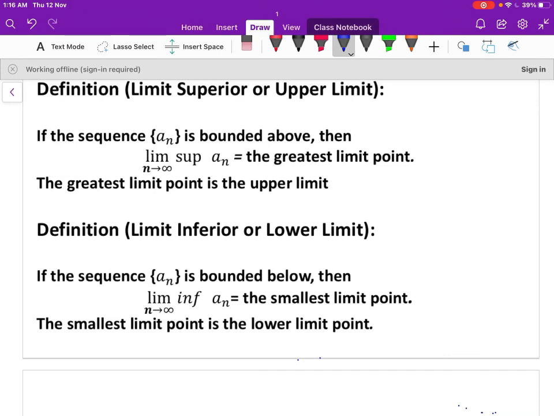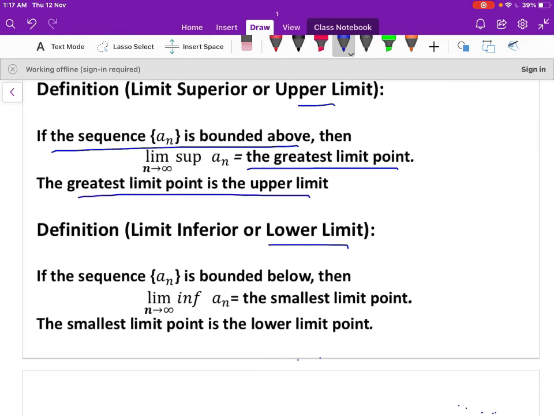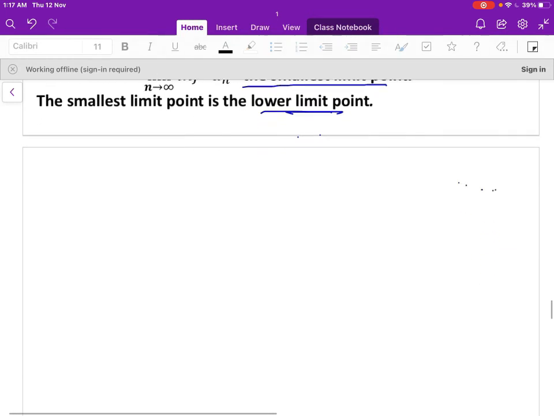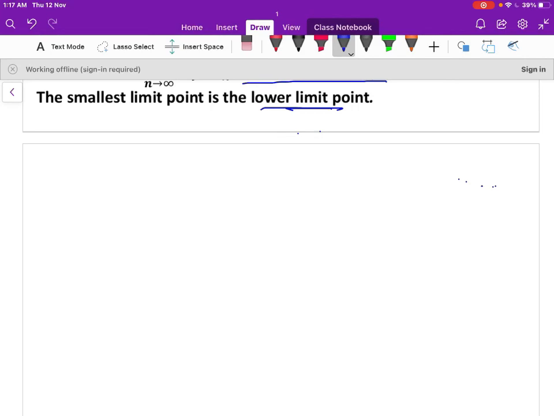So now we define the upper limit and lower limit of a sequence. If the sequence a_n is bounded above, then the limit of the supremum of a_n as n tends to infinity is the greatest limit point of the sequence. The greatest limit point is the upper limit of the sequence. Similarly, the smallest limit point of the sequence is the lower limit of the sequence. So let us take some example.